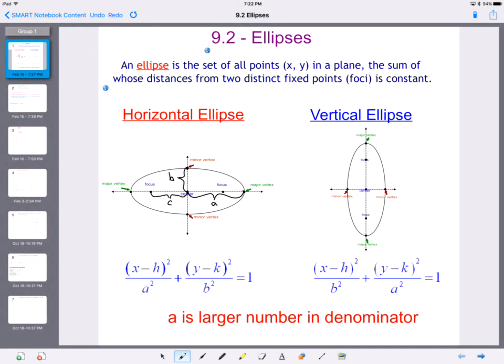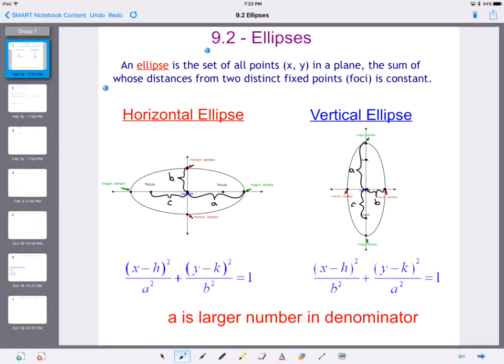Vertical works the same way. The distance from the center to the major vertex is a, the center to the minor is b, and the center to the focus is c. So it doesn't matter if it's horizontal or vertical, those distances represent the same thing. You can see that the major vertices are the farthest from the center, and the foci will always be inside of the ellipse.